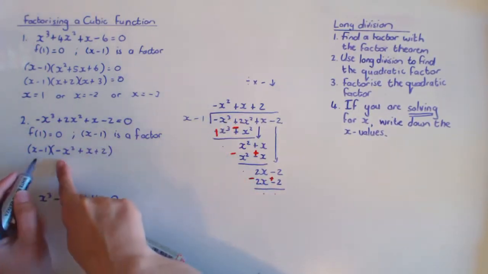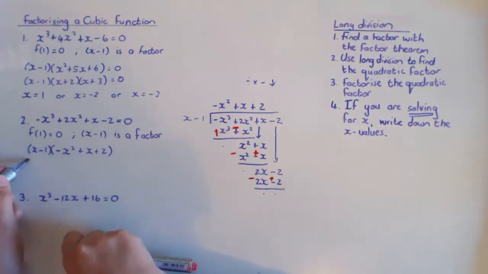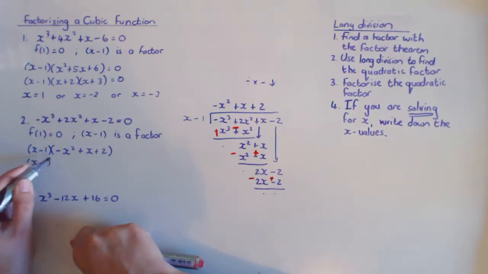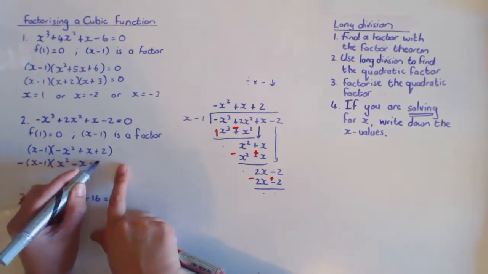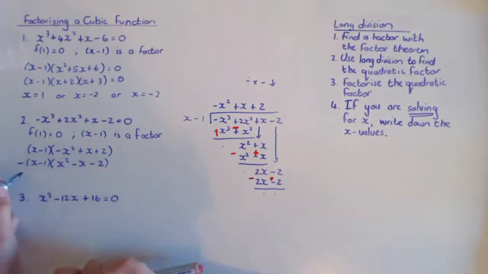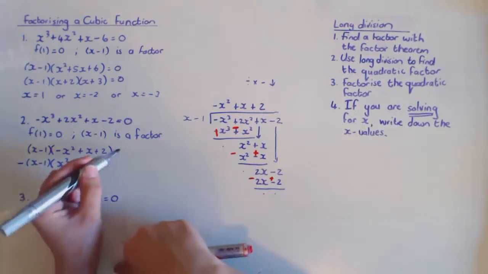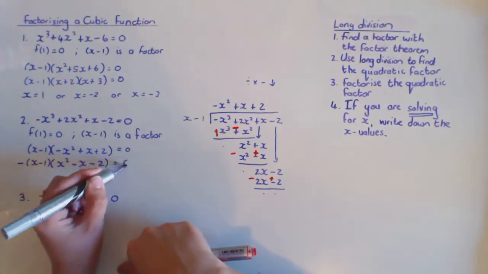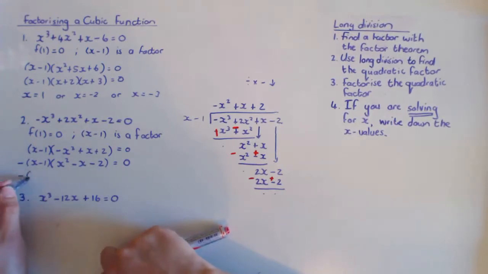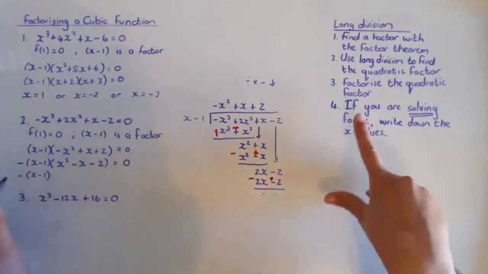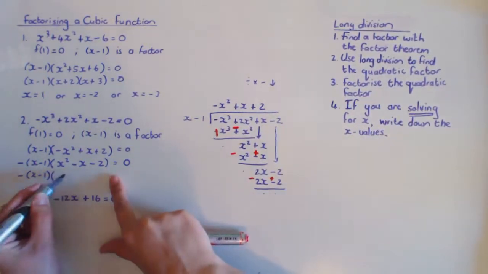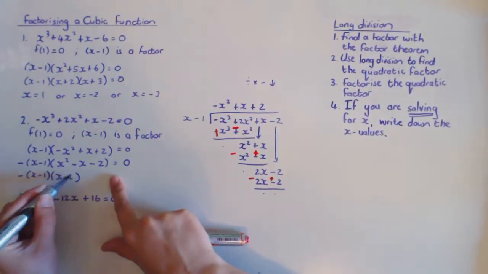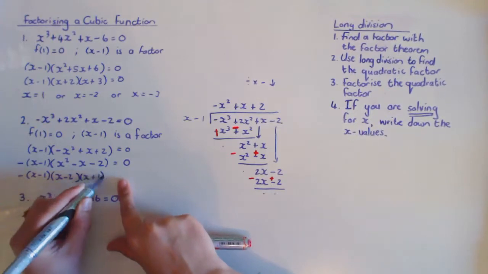And I don't want to factorize this with the negative standing there. So I'm just going to take out the negative to the side. And then all of the signs inside are going to change, like so. And then I still have equal to 0. Then the third step, I'm factorizing the quadratic factor. So this becomes x minus 2, x plus 1.